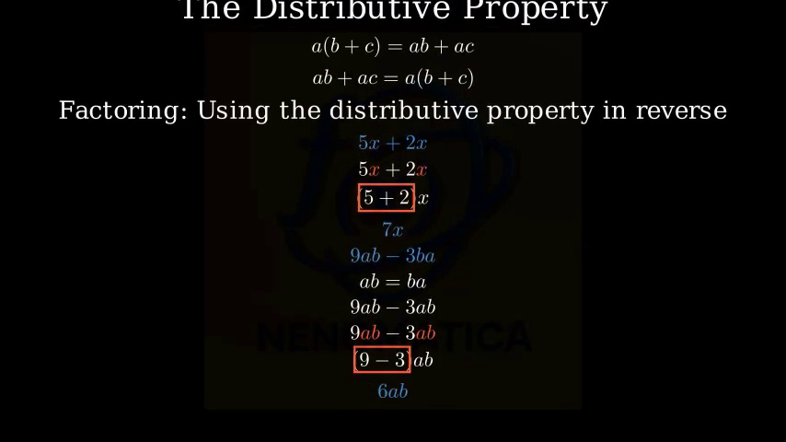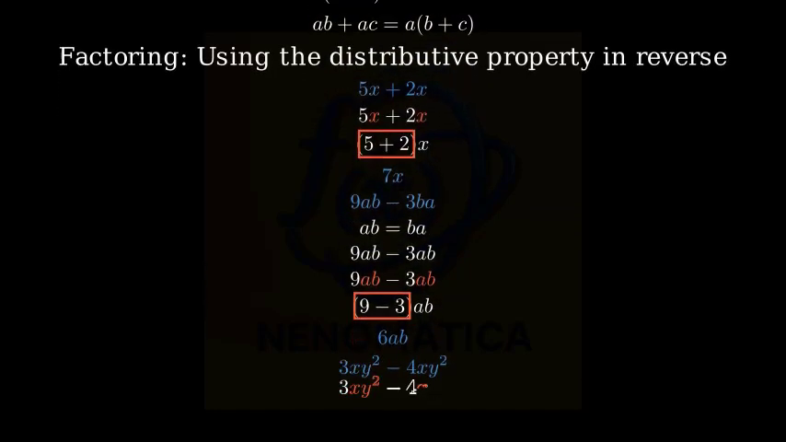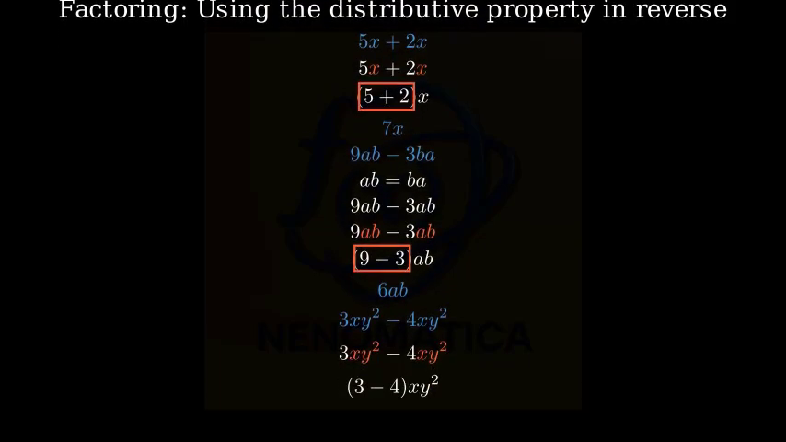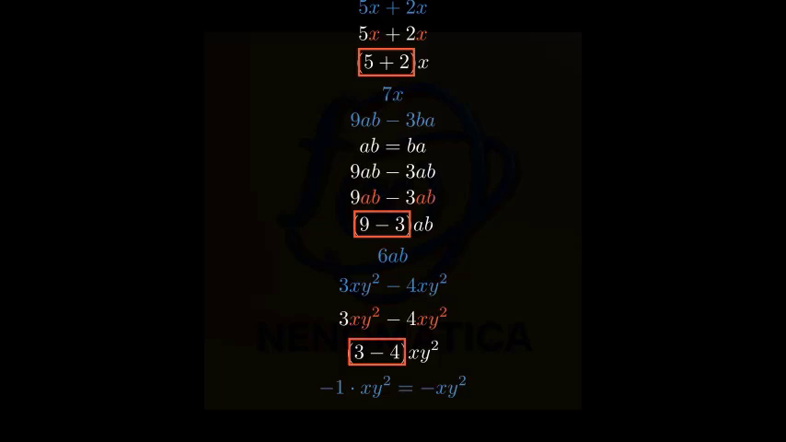Let's look at our third example, 3xy squared minus 4xy squared. Here, xy squared is our common factor. Factoring it out, we get xy squared times the difference of the coefficients, 3 minus 4, which equals negative 1. So our result is negative xy squared.